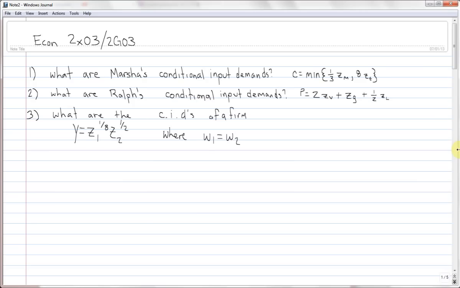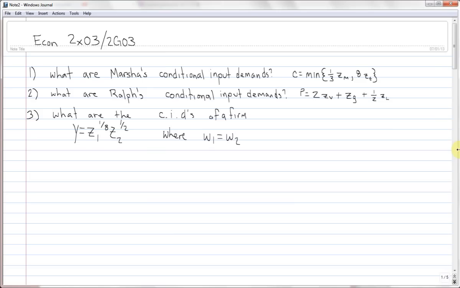This one's for conditional input demands. I remember asking you to save the production functions from the last one, but then it occurred to me that I could just write them down again. So if you did that, then congratulations, you're a good listener, but you wasted your time. So the first one is what are Marcia's CIDs?